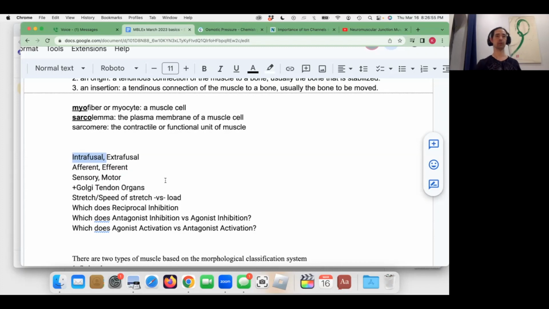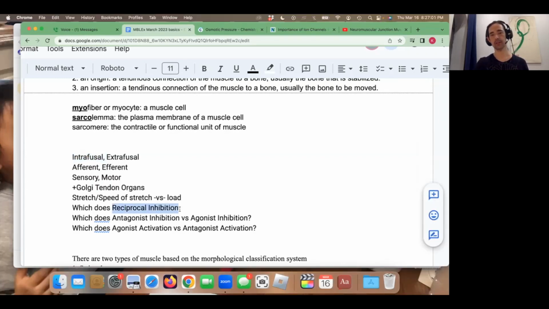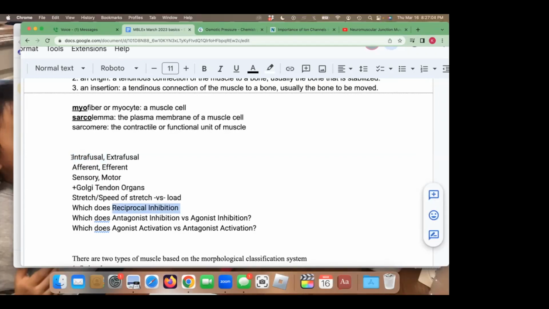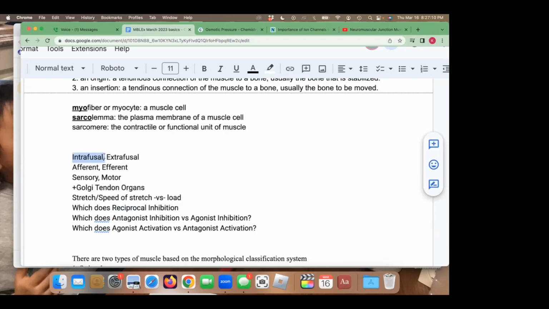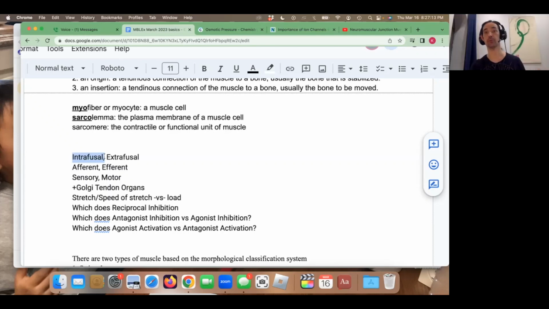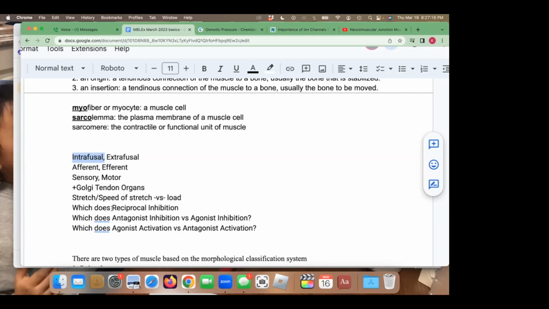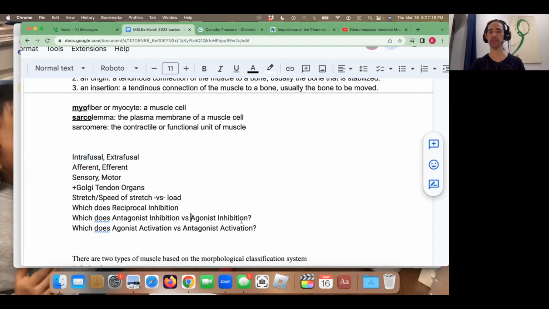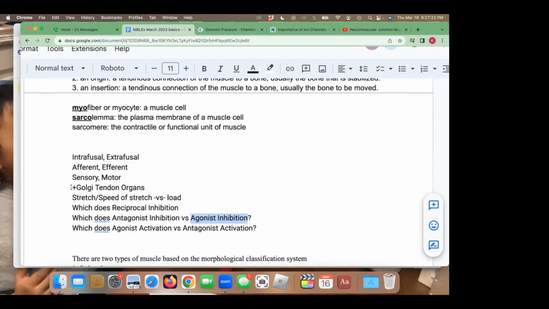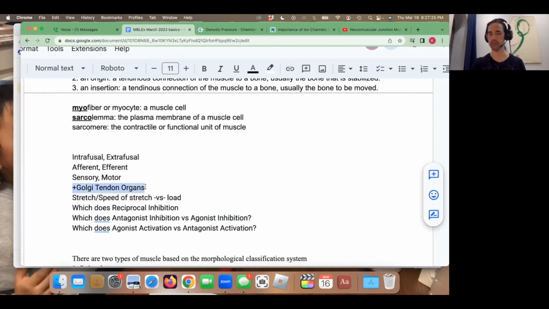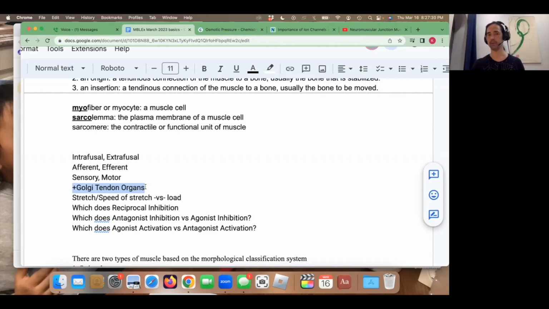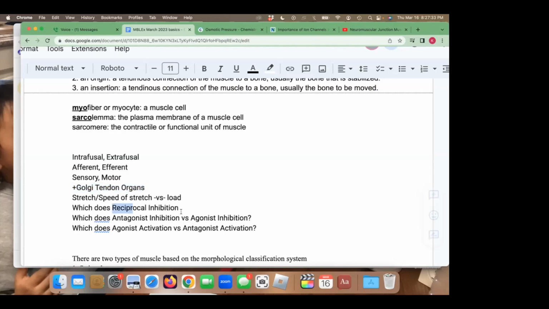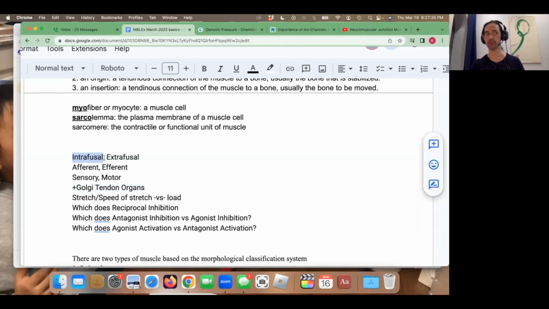So why don't you guys repeat after me a few times, right? Reciprocal inhibition is done with intrafusal muscle fibers, for stretch or the rate of stretch. Agonist inhibition comes from the Golgi tendon organs, as a result of load. Reciprocal inhibition comes from the intrafusal muscle fibers as a result of stretch.